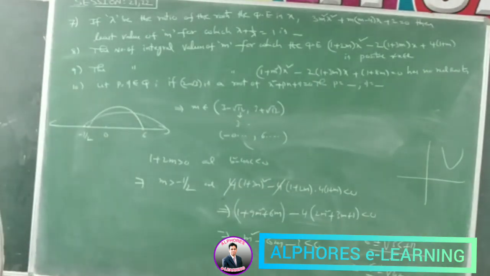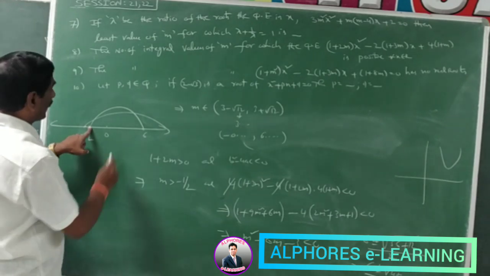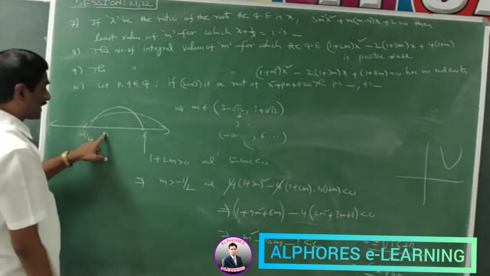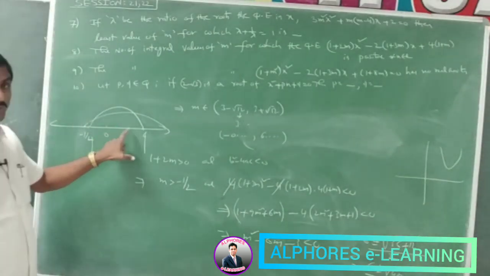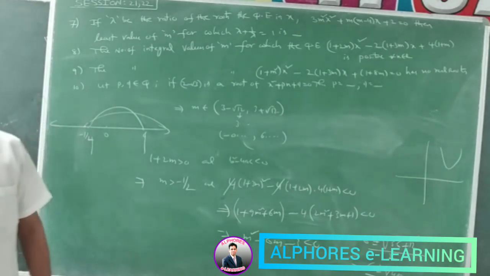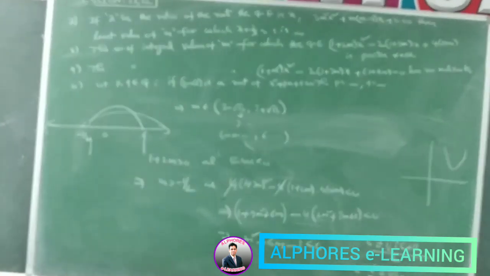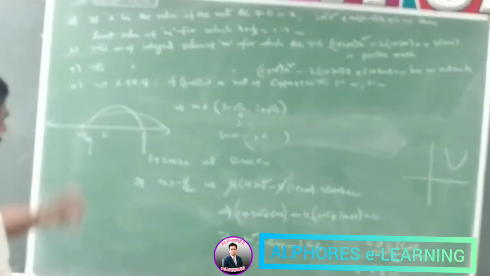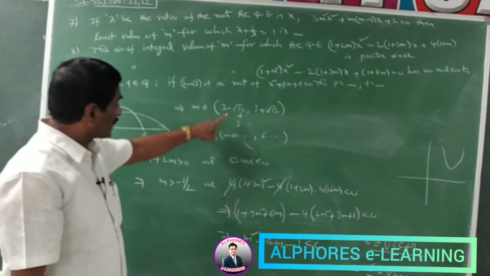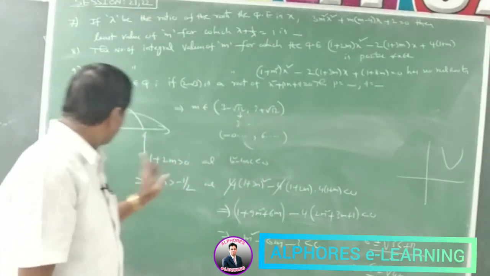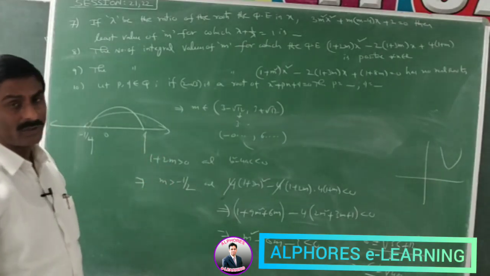That means the number of possible integral values in between these values: 0 is one of the integral values, 1, 2, 3, 4, 5. So 0, 1, 2, 3, 4, 5. Therefore, the number of possible values is 6. Find the number of integers in between the interval m belongs to 3 minus root 12 to 3 plus root 12.